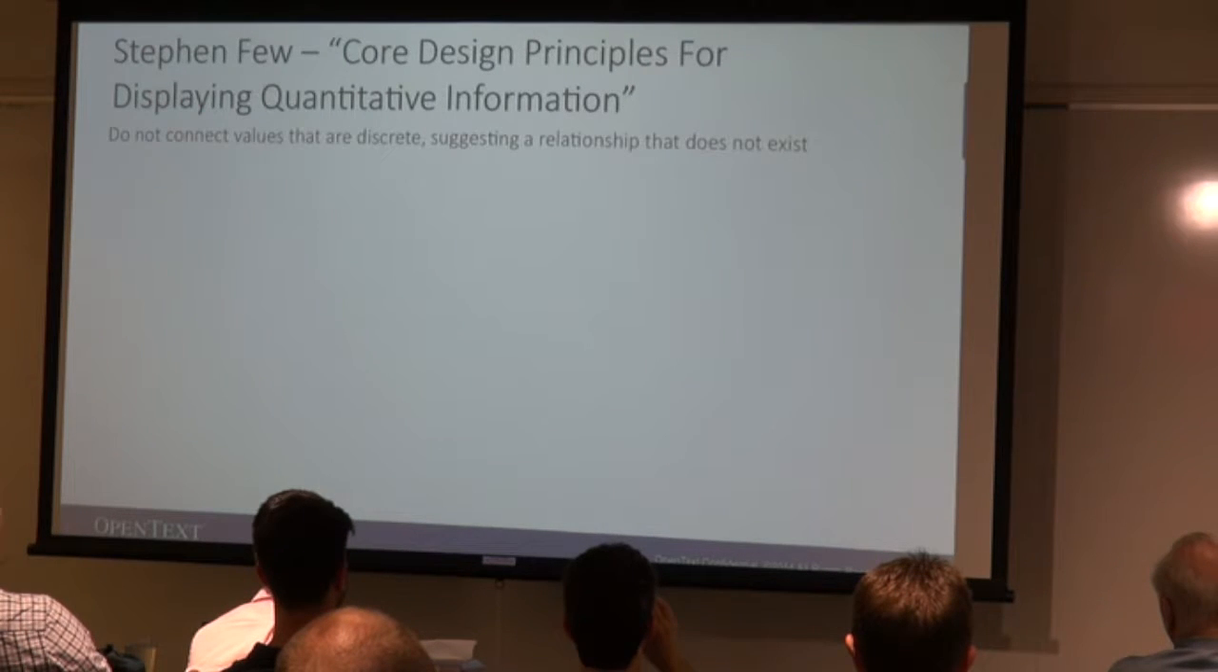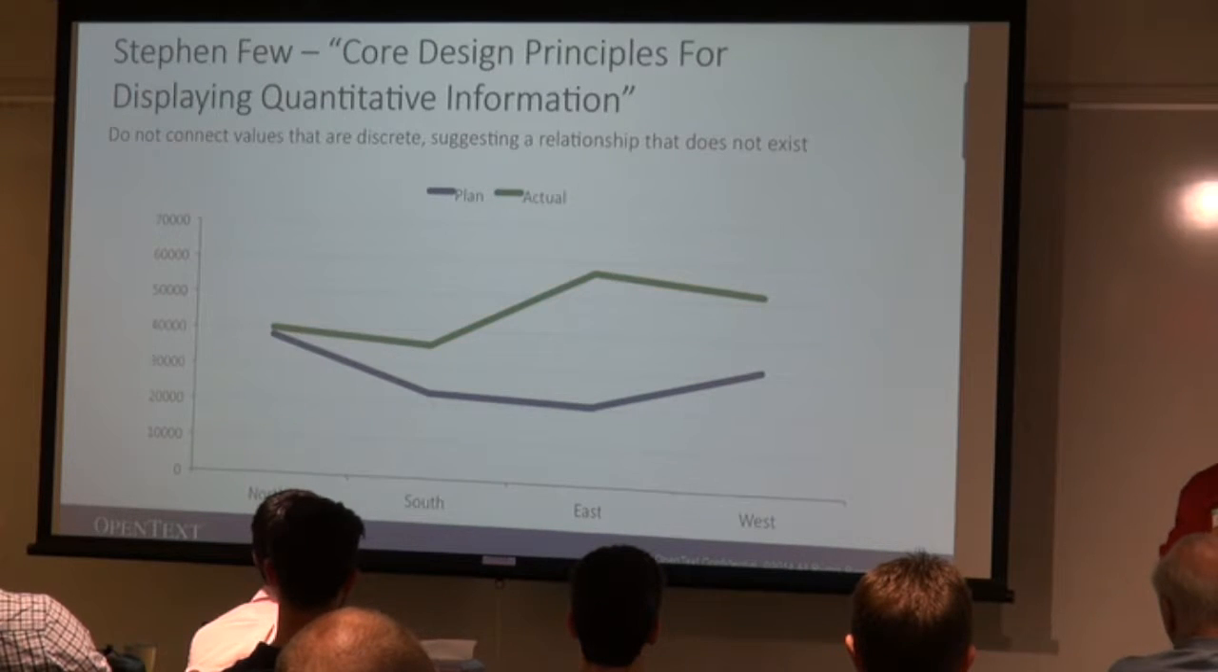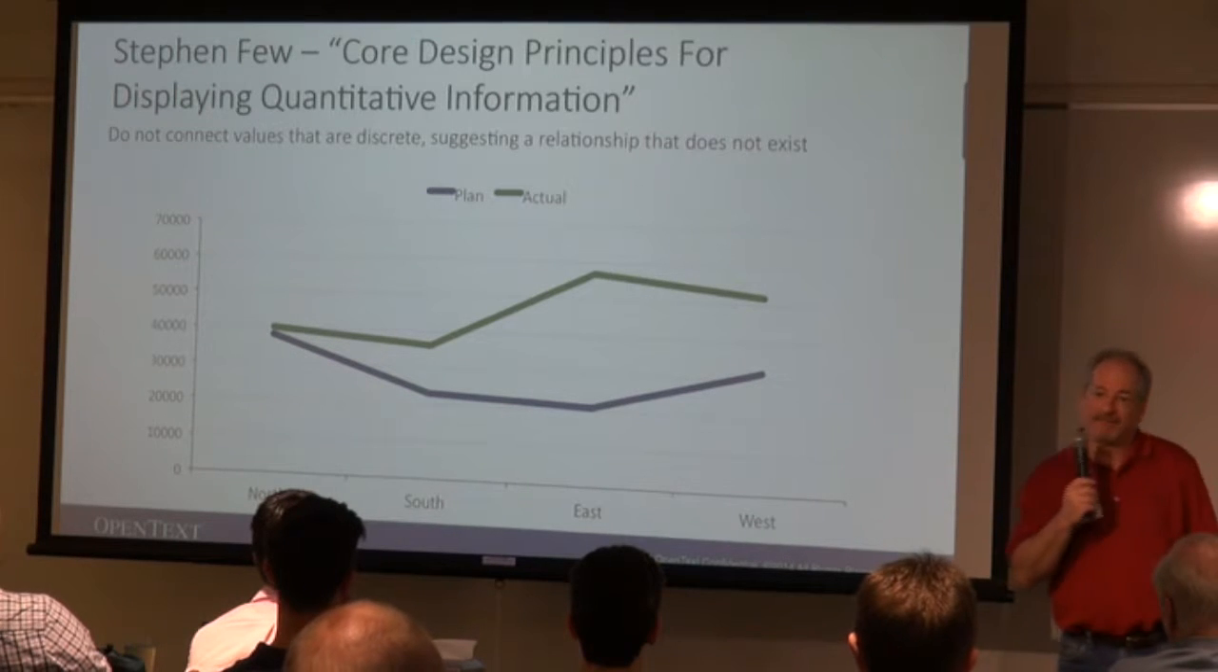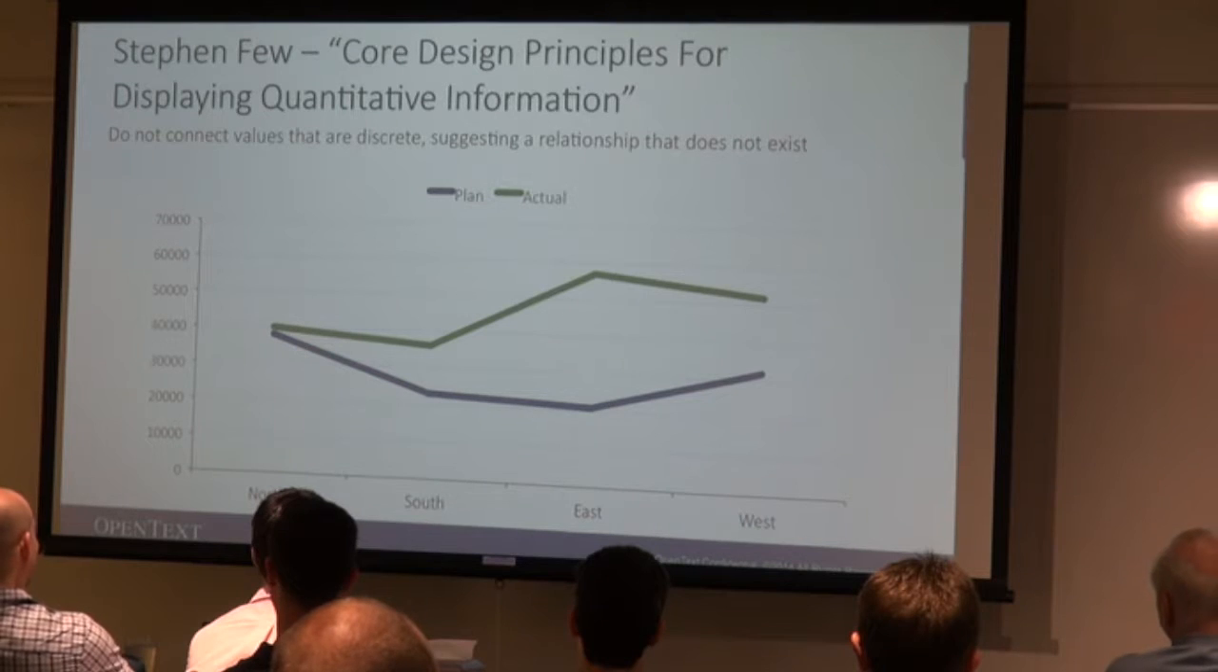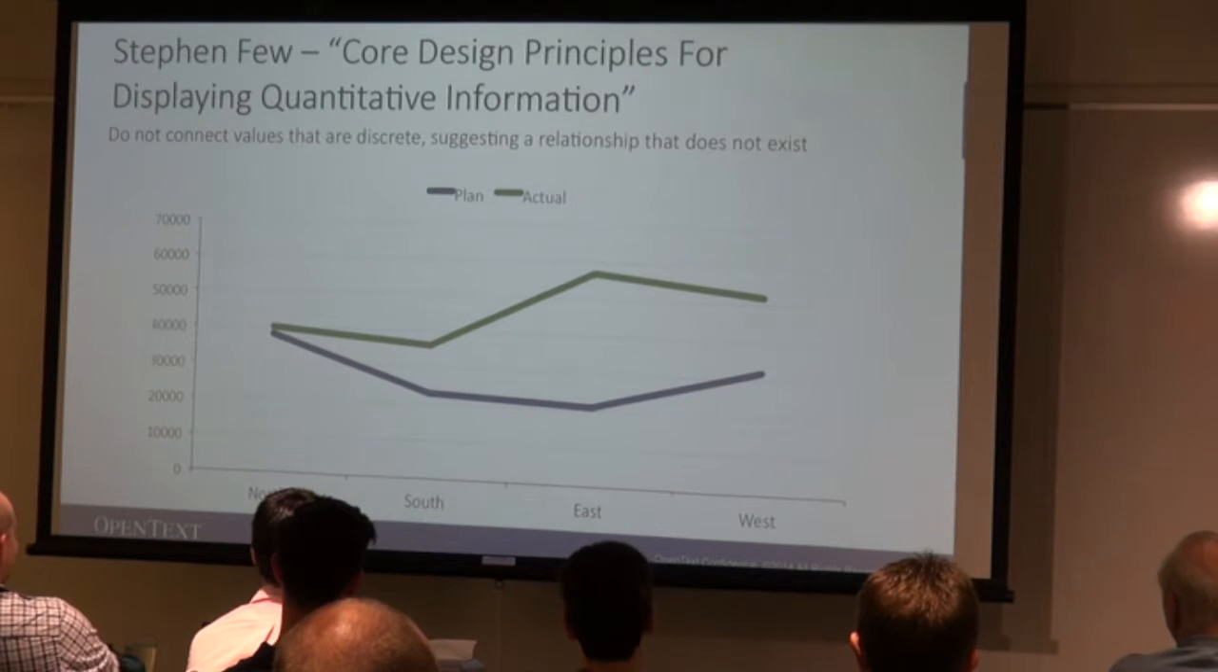Okay. Next one: do not connect values that are discrete, suggesting a relationship that doesn't exist. Northeast, north, south, east, west. There's no trend here. Don't use lines when it's not appropriate. We'll talk about when to use which charts in a minute in more detail.